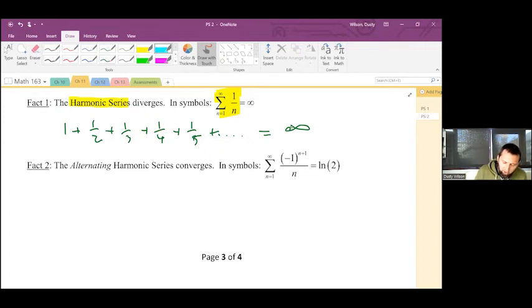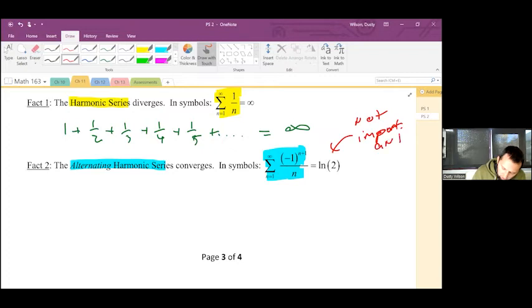Fact two is that the alternating harmonic series converges, that is, equals a number. In symbols, we would say that the sum from n equals 1 to infinity of -1 raised to the n plus 1 power over n equals a number. It happens to be equal to the ln of 2. The ln of 2 part isn't important, at least for our purposes. What is important is that it converges.